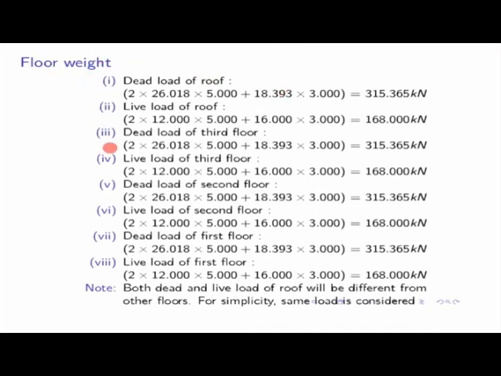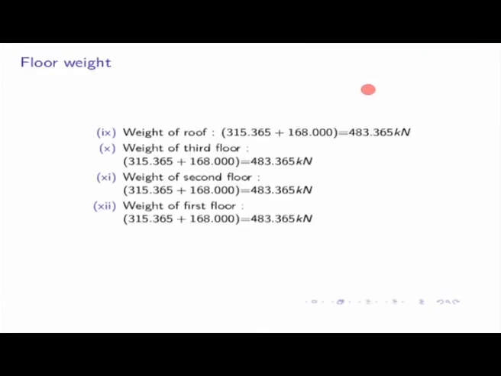Now you are having the floor weight. I have considered all of them: dead load and live load, roof, third floor, second floor, like that. Both dead load and live load of the roof will be different from other floors, as I have told you, but for the time being I have considered the same load here. Actually this load will be different for the roof. That is for the actual case. If you do that, check the problem I gave in the beginning and recalculate. So the weight of roof is the same, third floor also, second floor also, first floor also. All of them having the same load, I am getting it here.